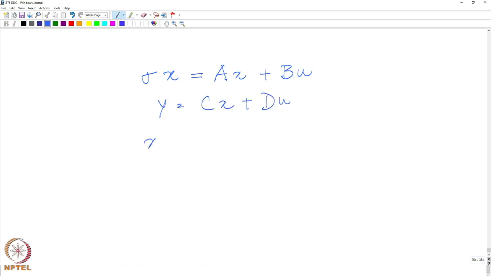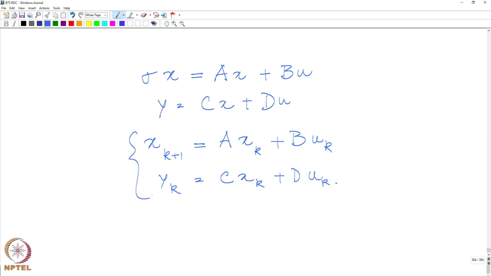In other words, I can also write x k plus 1 is equal to a times x k plus b times u k, y k is equal to c x k plus d u k. That is the description that we have, let us say, and from here we want data driven simulation. What do we mean by data driven simulation?